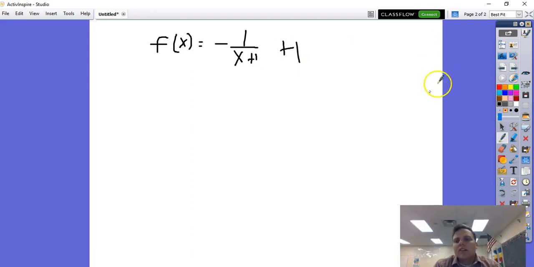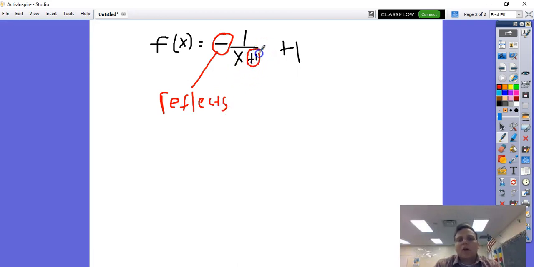Okay, so first, let's talk about a couple things. What does this negative sign do to the graph overall? That's right, it makes it reflect. It reflects across the x-axis. I'm just going to write reflects, but you should know it reflects across the x-axis.